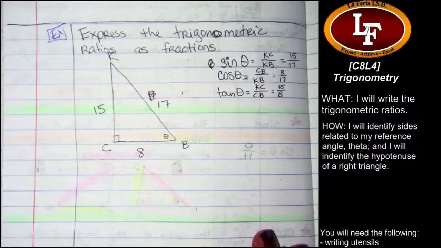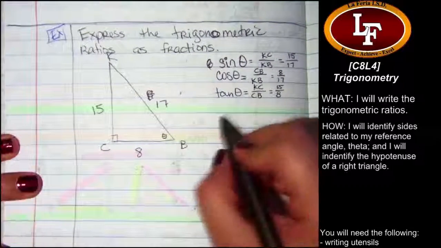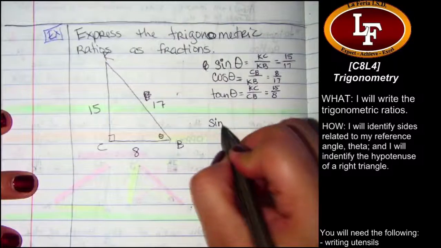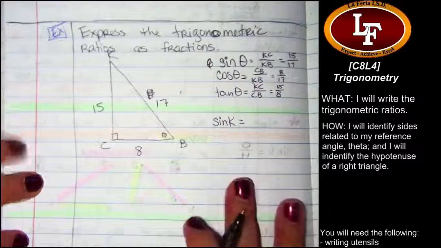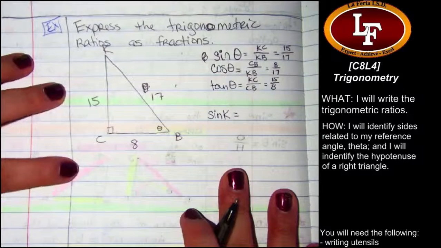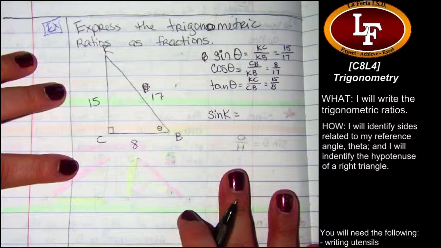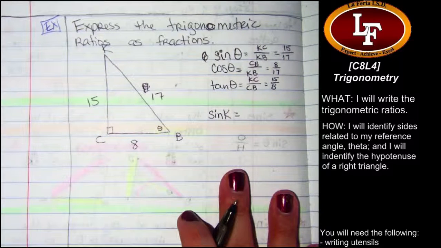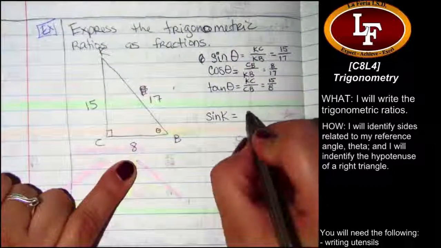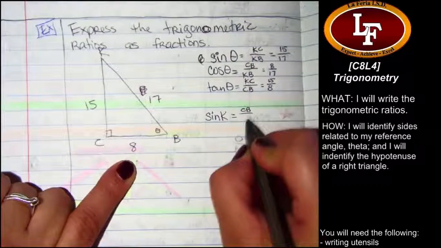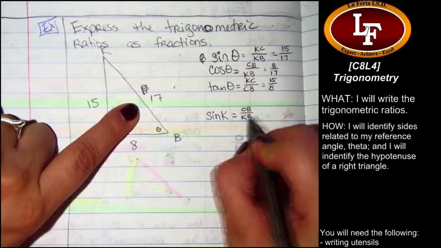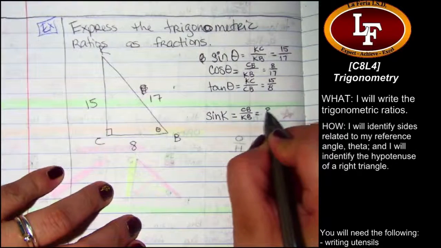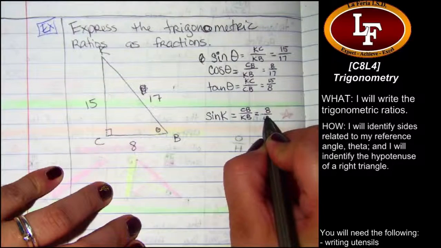Lovely. Now, theta isn't the only way to reference or name an angle. You may also see it named by the letter. So what would be the sine of angle K? What is the sine ratio again? Opposite over hypotenuse. Substitute your numbers. 8 over 17. There it is.